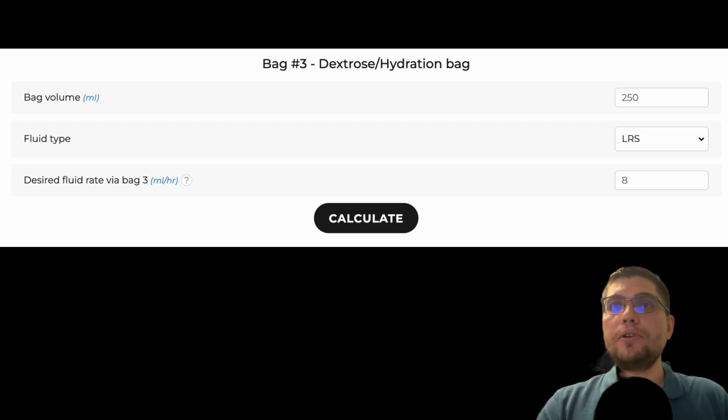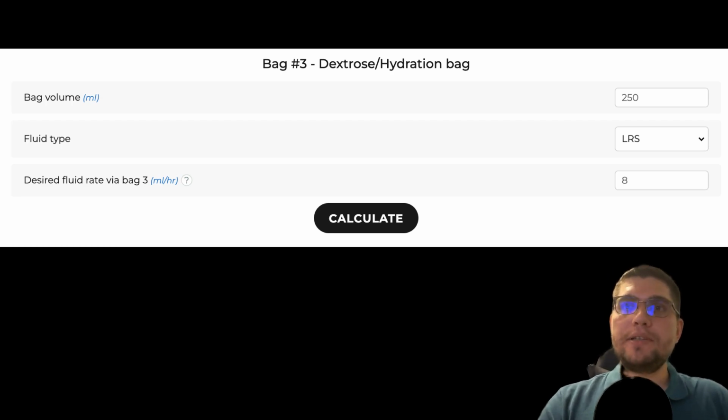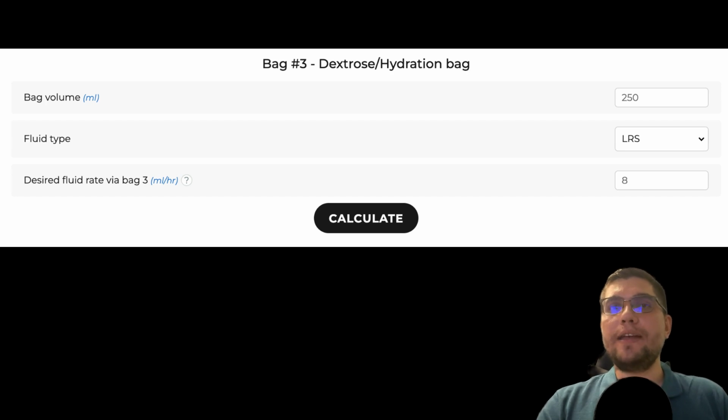Here, we're also going to choose a 250 ml bag size. However, I'm going to use LRS instead of NaCl 0.9% since it is a balanced crystalloid solution that may be a better choice in patients with severe metabolic acidosis. As we discussed before, I'm going to enter 8 ml per hour as my fluid rate for bag 3.